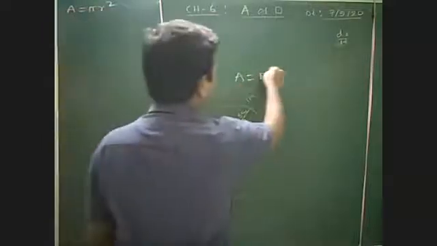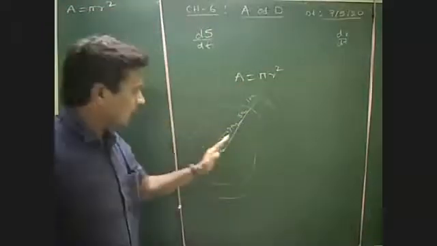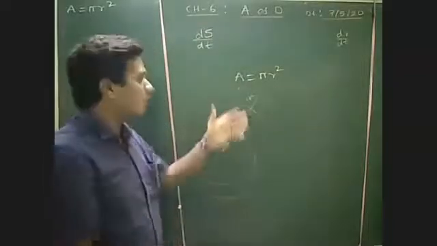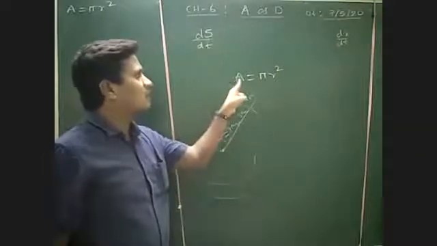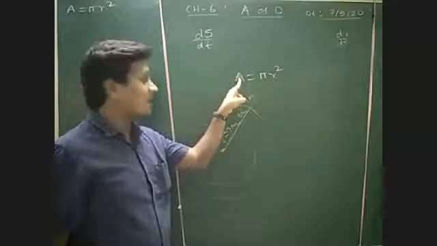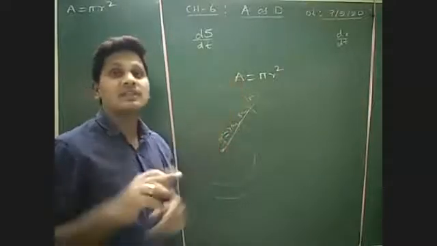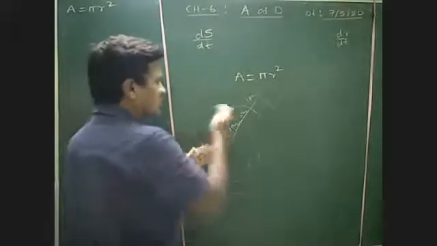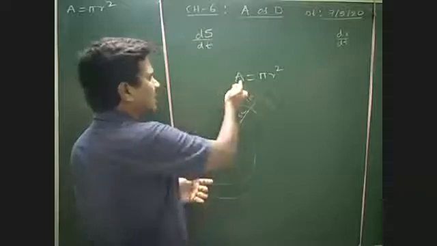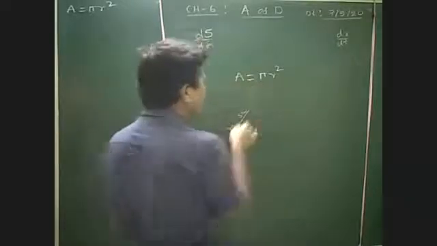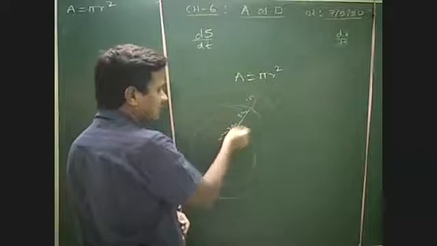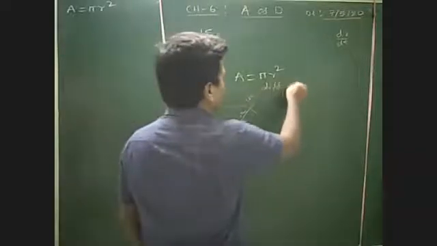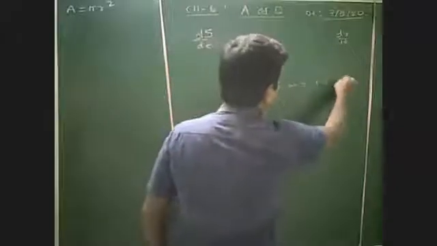Already we know that it is pi r square. So when the radius is changing, the area also will be changing. How to find the rate of change of area with respect to radius? There are two ways, two types. When the radius is changing, we need to find the rate of change of area. With respect to radius, the area will be changing, so differentiate with respect to r.